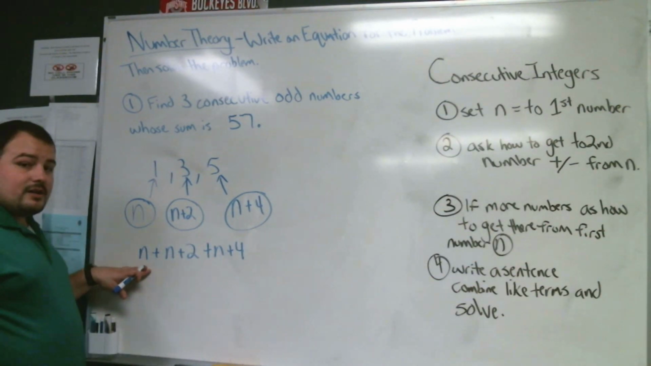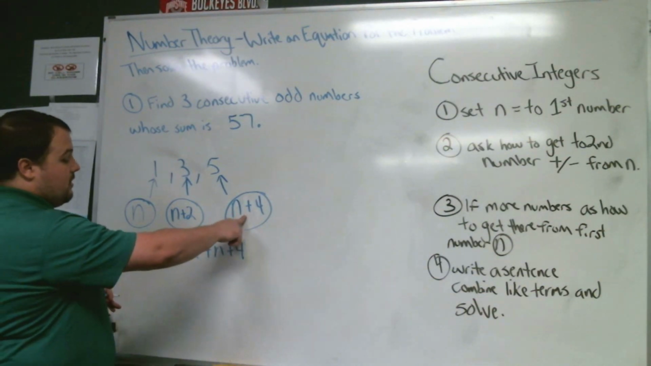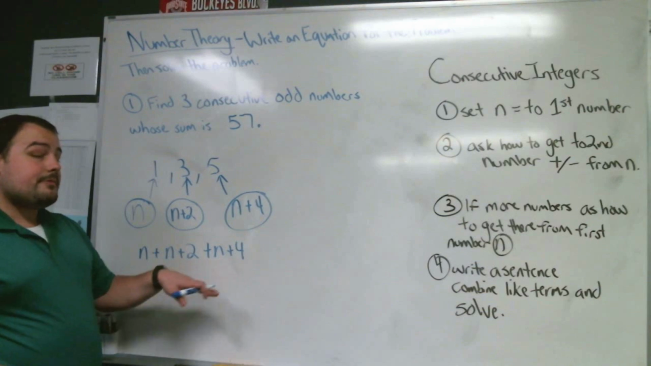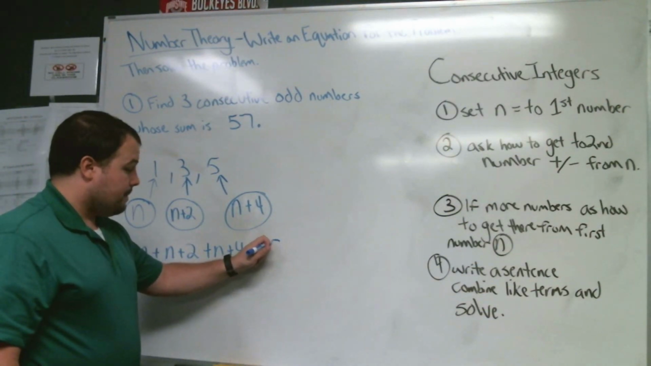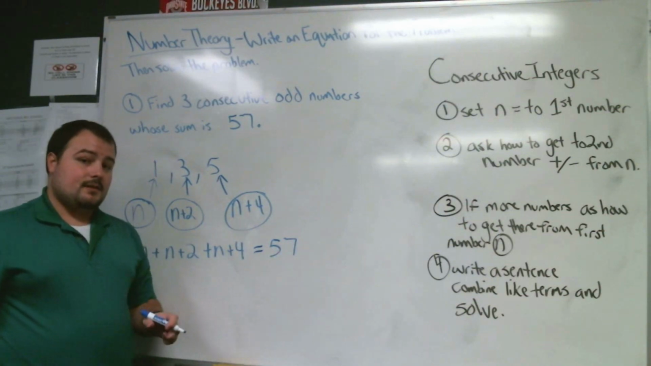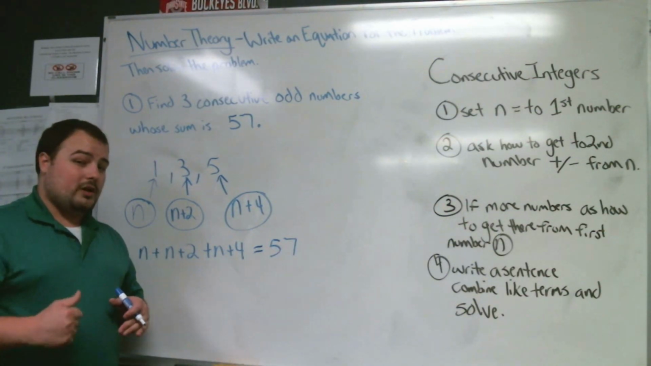So this is my entire sentence. The first number is n, second number is n plus 2, and our third number is n plus 4. So these represent all 3 numbers adding together. They're going to equal 57. That's all we got to do is set it up that way. Now we're actually going to figure out what n equals.